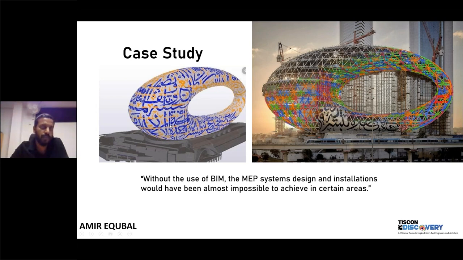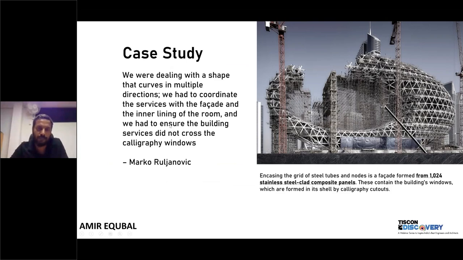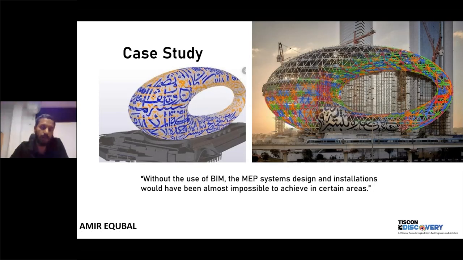According to the architect himself, it was impossible to design the MEP and installation that is there in certain areas. According to the architect and the team of this building, they said that it was nearly impossible for a few areas. If you see the number of panels, there are more than 1,000 panels, and each panel is different from the others. None of those panels are flat. Each has a curvature, and has to be placed at a different angle. So it is nearly impossible. Also, that has to be used as a window to the building itself.